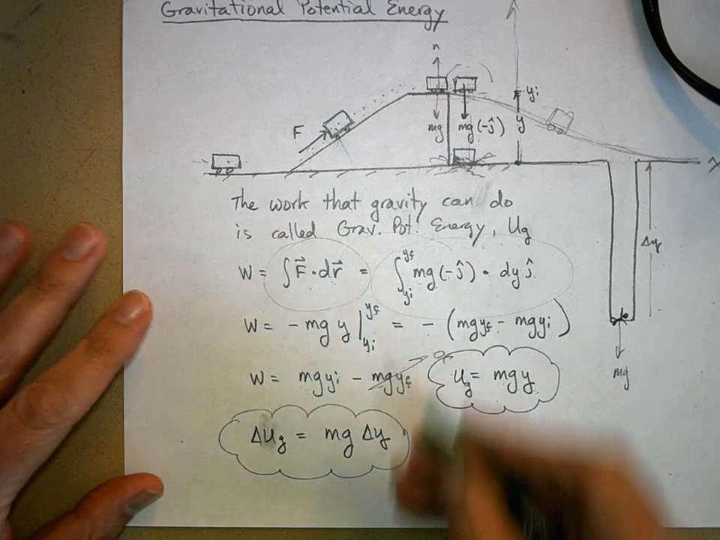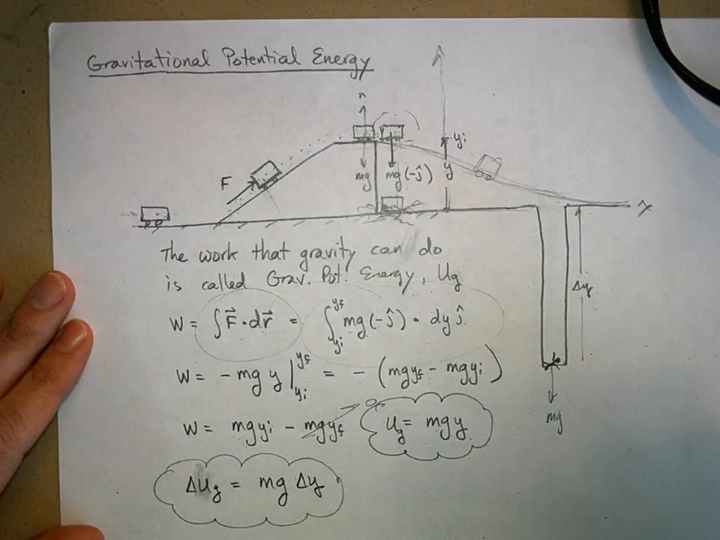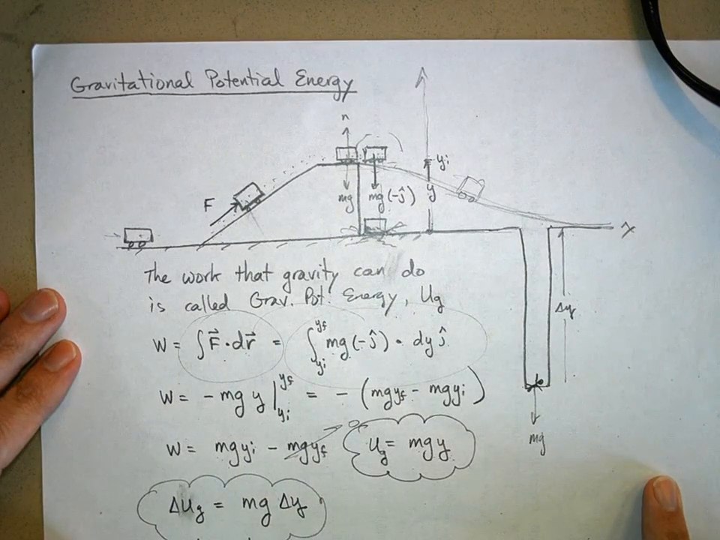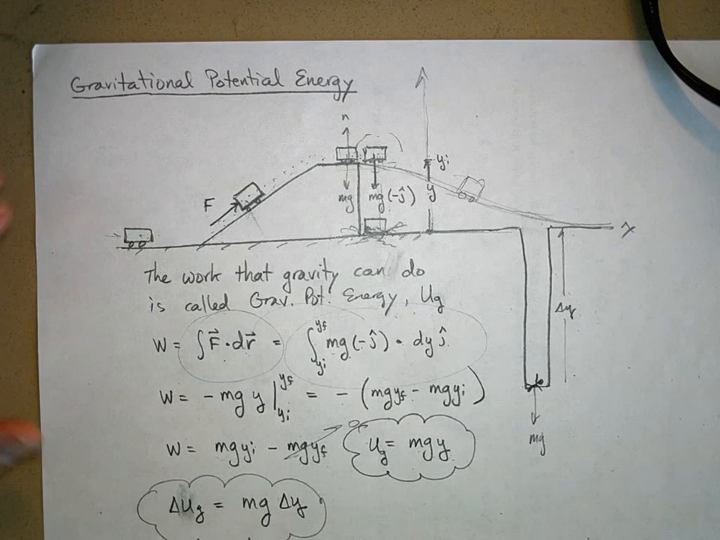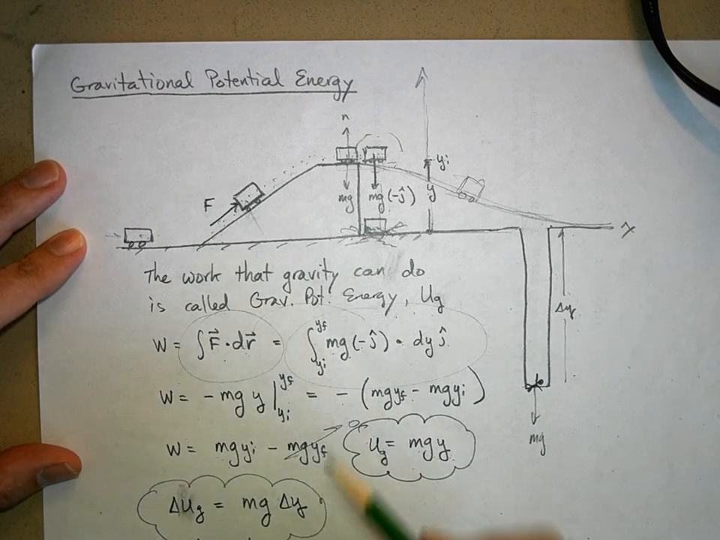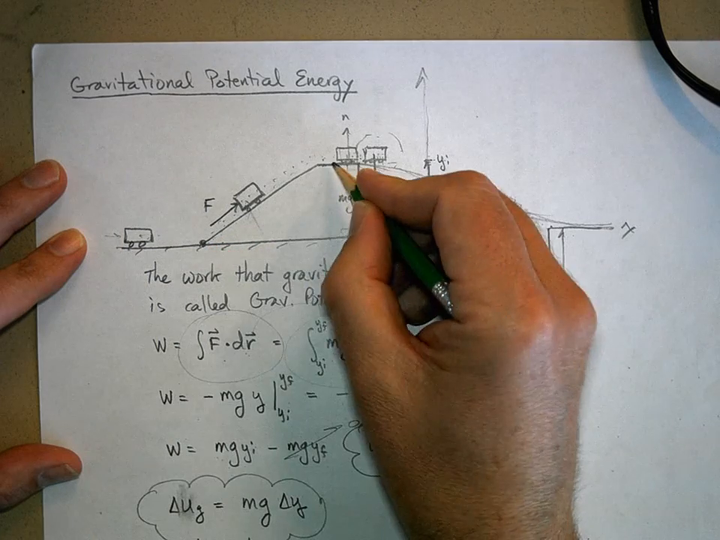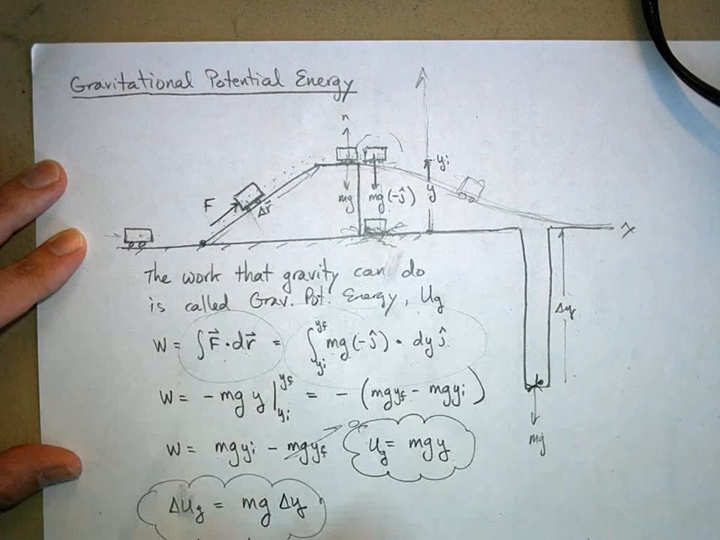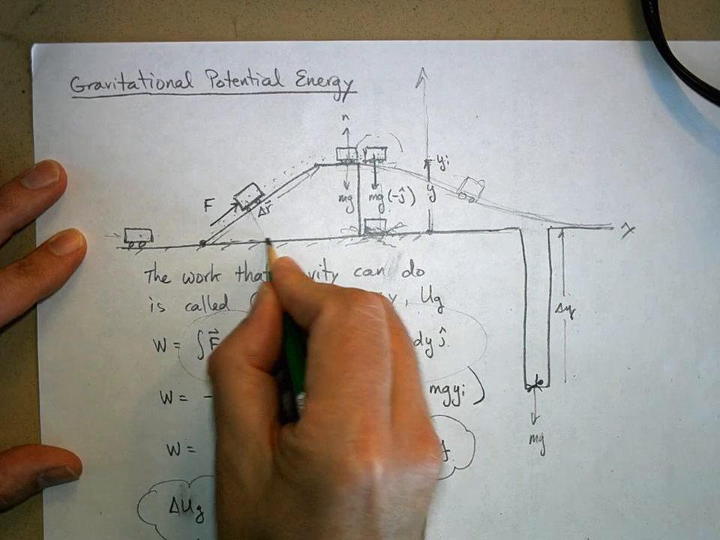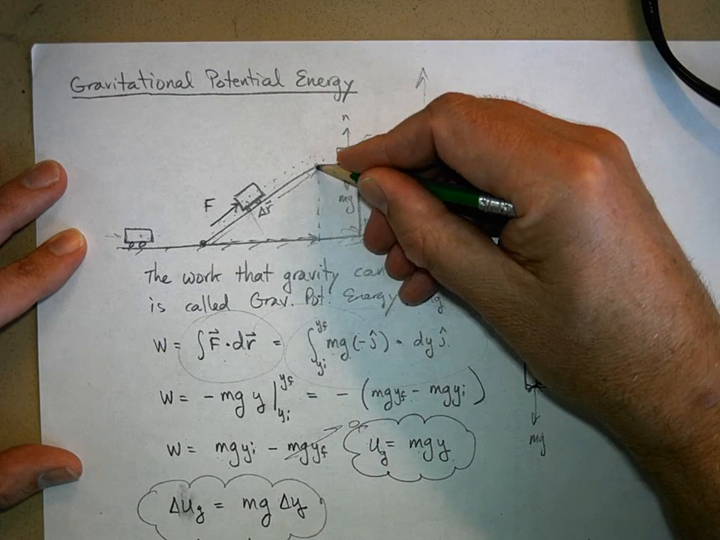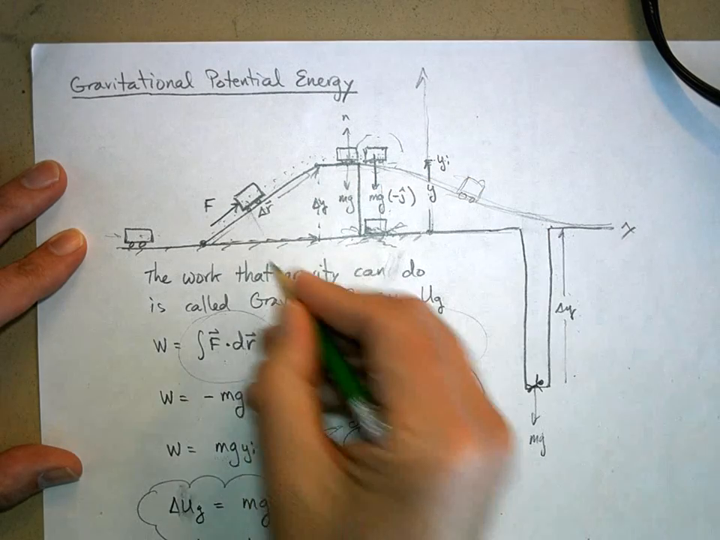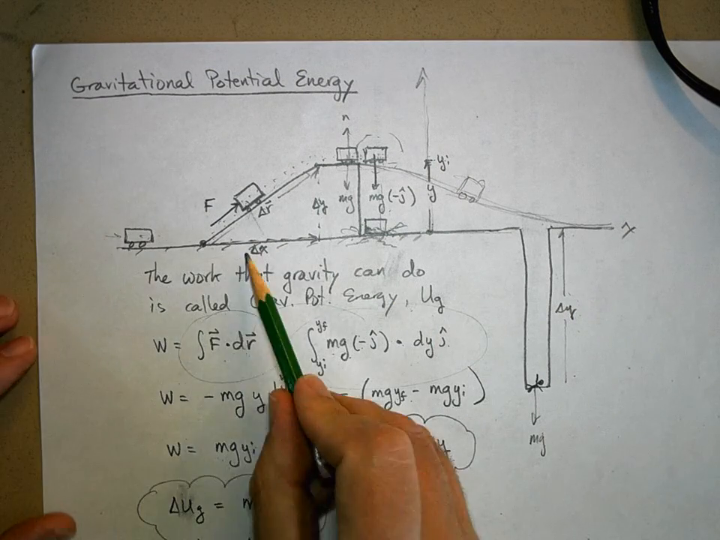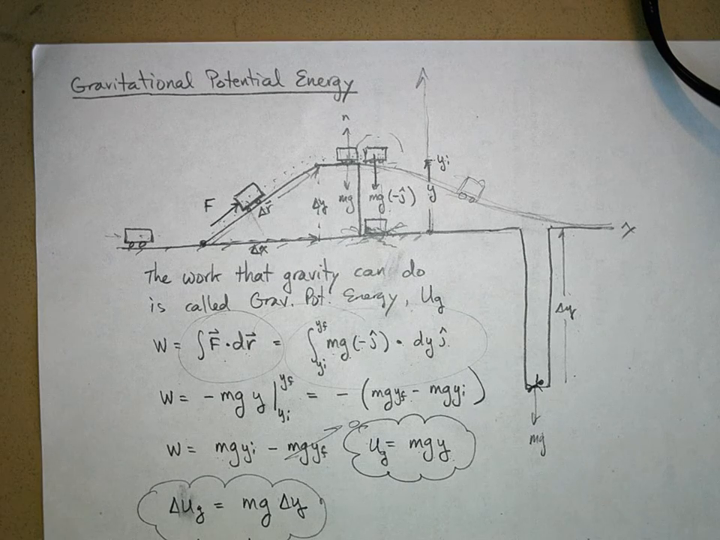Now, one reason I used a ramp right here, this is the last thing I'll talk about. Notice as I'm moving up this ramp, you can think of this ramp as a change in position. Here's a delta R, from here to here. And delta R has an X component and a Y component. So here's delta Y and here's delta X. And notice that the delta X is irrelevant to how much work gravity can do once it gets to the top.